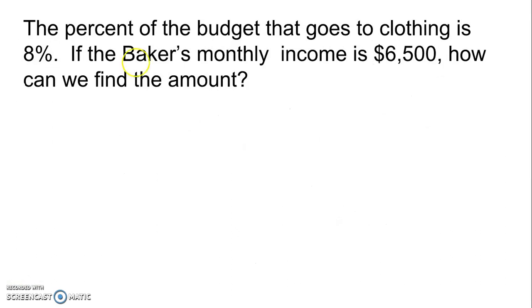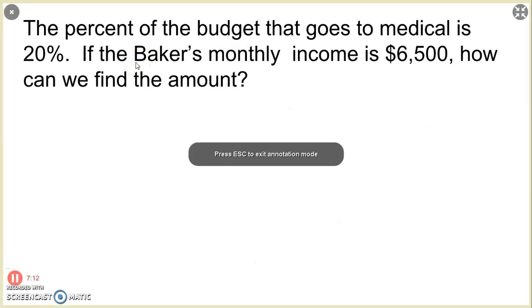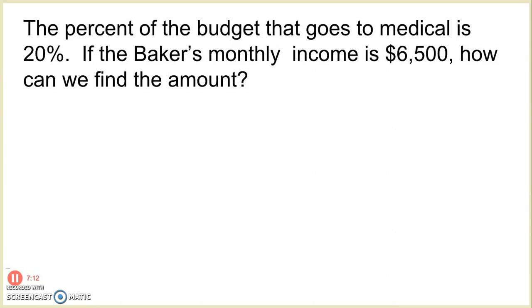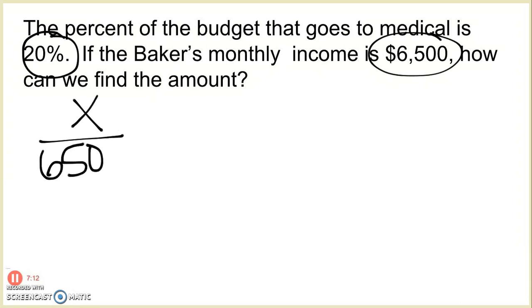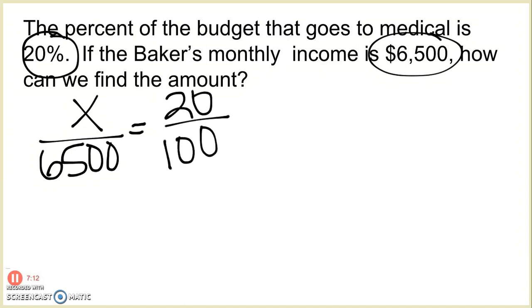Moving on to our medical. The percent of the budget that goes to medical is 20%. If the baker's monthly income is $6,500, how do we find the amount? So are we looking for the part, the whole, or the percent? By now we should figure out that we're looking for the part. Let's go ahead and put x over 6,500 again. Make it equal to 20 over 100.